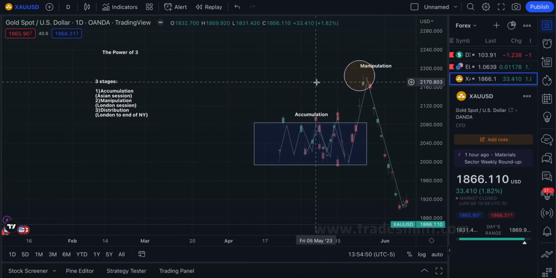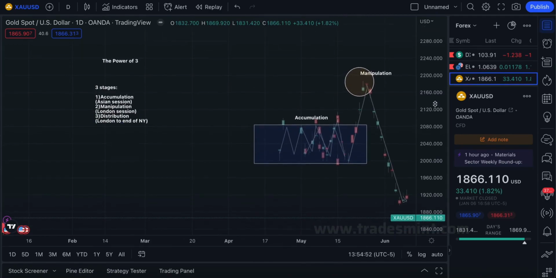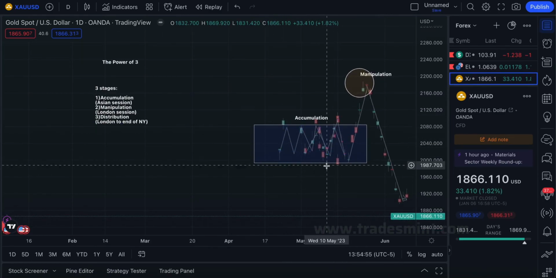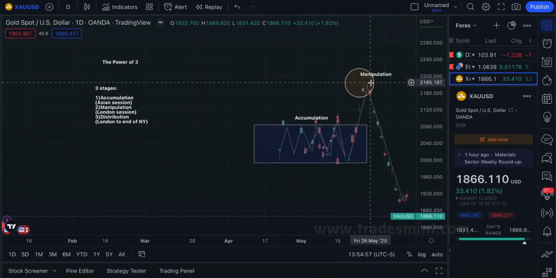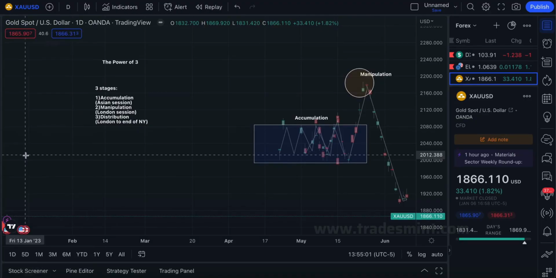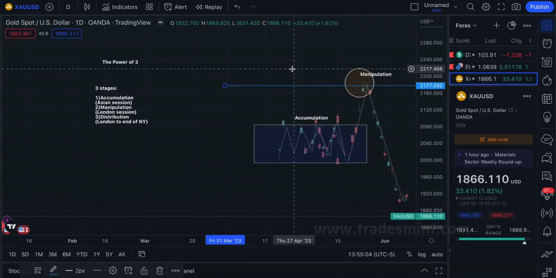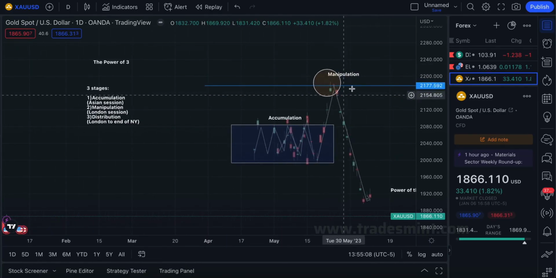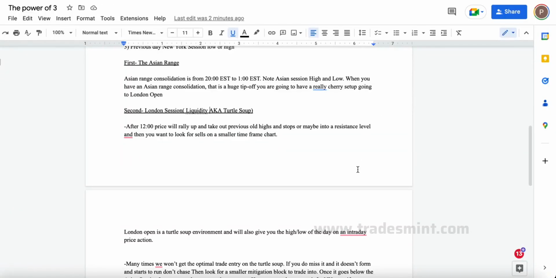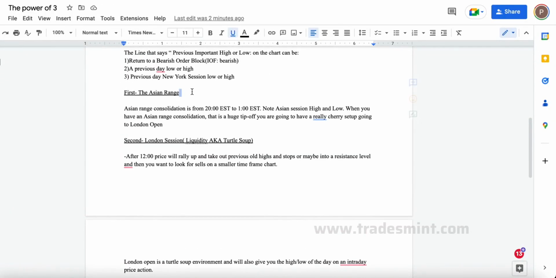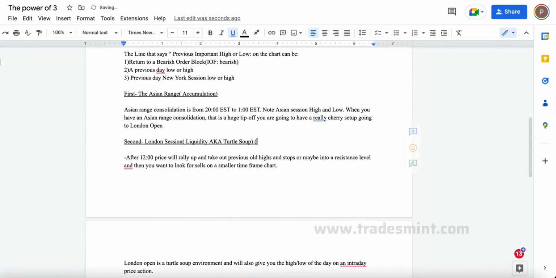Ideally, what we want to see is, and I'll show you guys an example. Ideally, what we want to see is accumulation, price manipulates or liquidity grab during London session open, 3 a.m. Eastern time, and price comes to some form of institutional resistance, whether it's an order block, a breaker block, some type of resistance area, and that's when we would sell. Now, going back to the PDF, so we see the first step is the accumulation, which happens pre-London. The second step is the manipulation. And I'll show you guys an example.